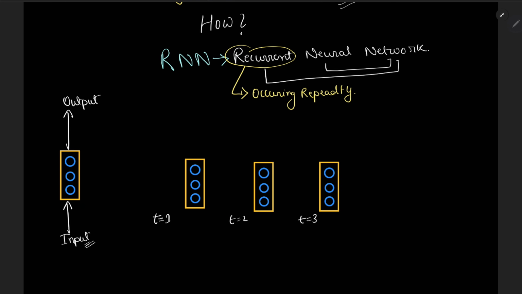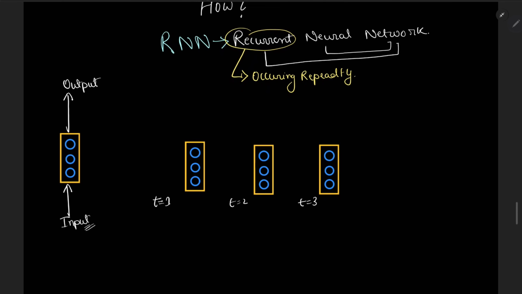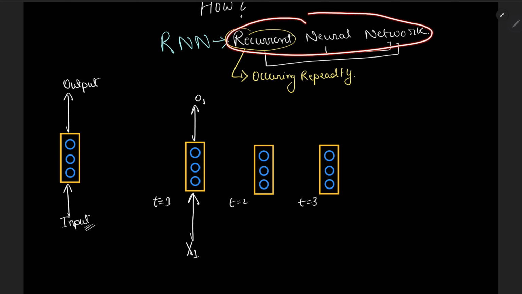Let's see how the input will go one by one for this neural network. Let's say at t equals 1, we've provided an input x1. So this neural network will process this input and give us the output O1. Now, along with O1, it will give us one special thing. That special thing is what gives this recurrent neural network the power to retain memory along the sequence. And that special thing is h1, the hidden state.